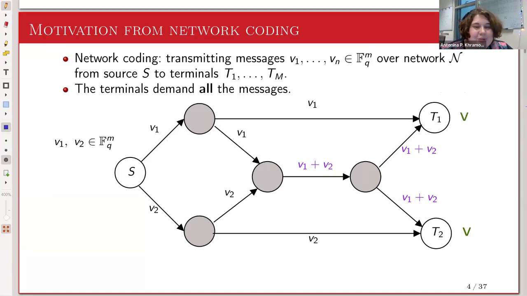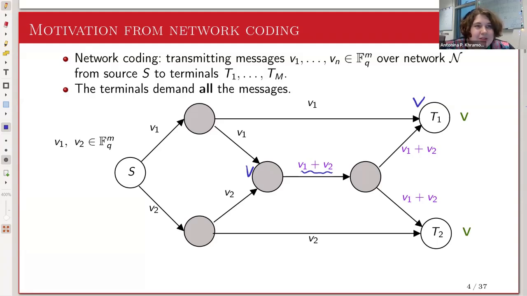So instead, we need to find a way to combine the messages together. So in this case, it's just a sum of two vectors. And then we can define a rule by which we combine the messages here, and then define a rule to decode the message that we receive in the terminal, so we get both messages like we need.